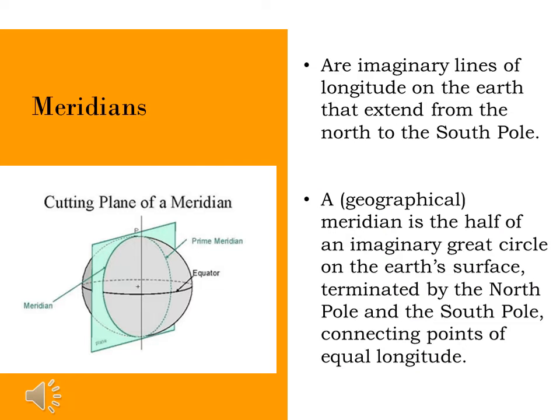Meridians are imaginary lines of longitude on the Earth that extend from the North to the South Pole. A geographical meridian is the half of an imaginary great circle on the Earth's surface, terminated by the North Pole and the South Pole, connecting points of equal longitude.